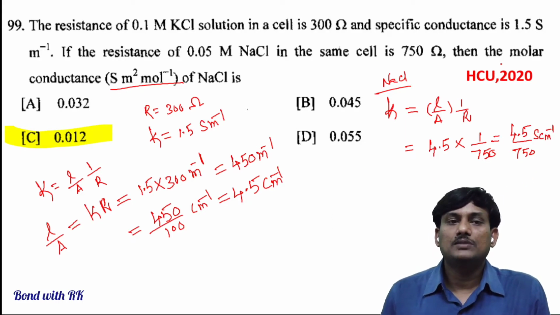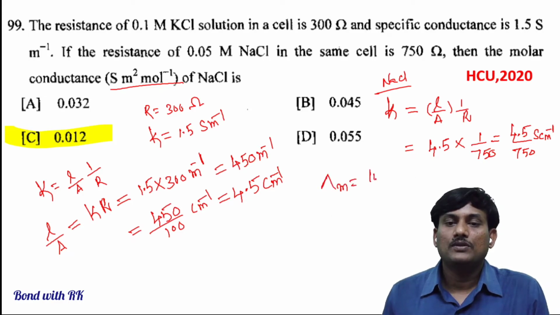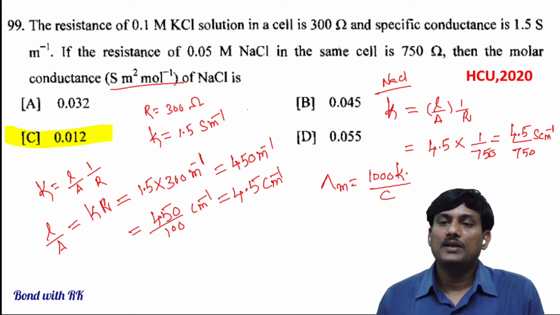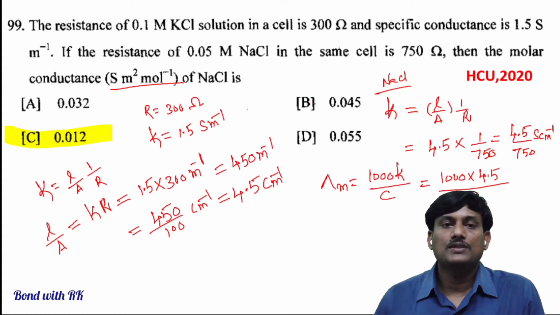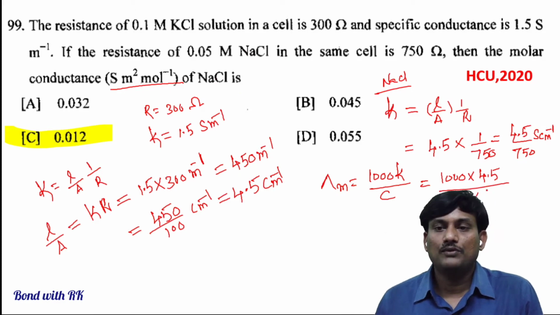We have to calculate the molar conductance. So lambda m is equal to 1000 kappa by C, where kappa is in Siemens centimeter inverse and C is in molarity. So 1000 into kappa, 4.5 by 750, divided by the concentration of NaCl, which is 0.05.